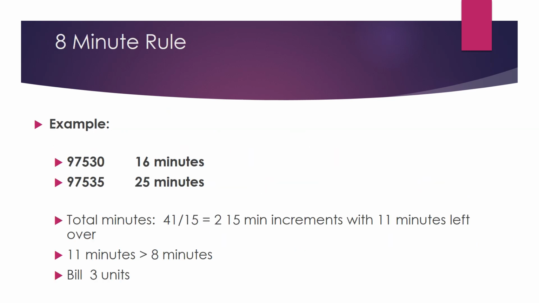Let's look at an example. We spent 16 minutes on therapeutic activities and 25 minutes on self-care for a total of 41 minutes in the session. If we divide 41 minutes by 15, we get 2 15-minute units with 11 minutes left over. According to the 8-minute rule, we must reach 8 minutes of the last unit to bill. In this case, we reached 11 minutes, so we can add the third unit.